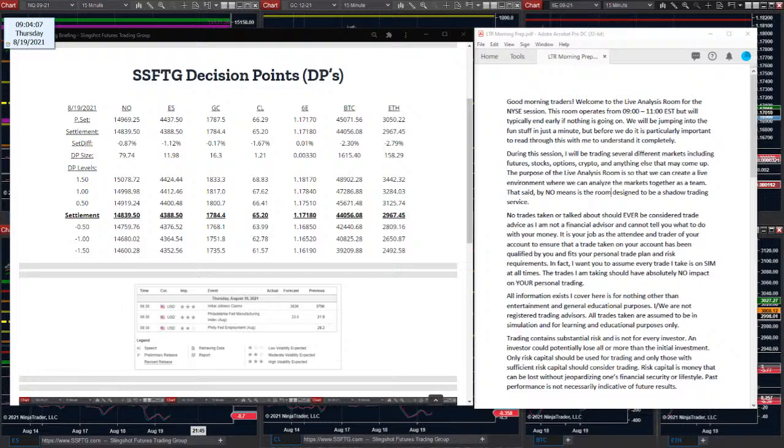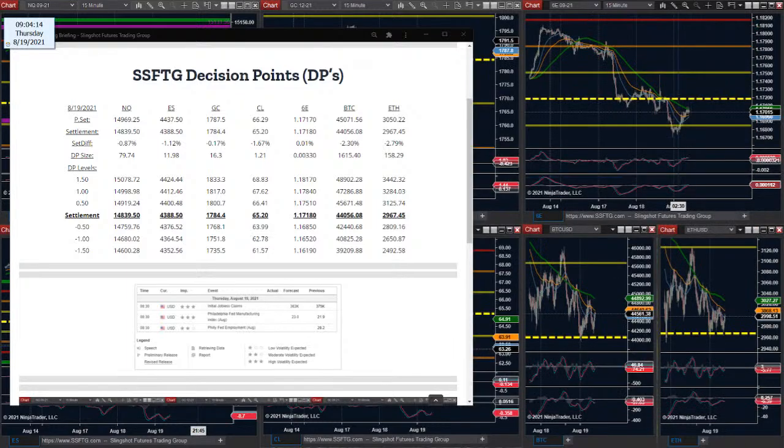Let's jump into some charts, jump into some news, see what's going on today, and then we can go from there. So first off, don't forget to grab your morning DP levels. Those are posted for you this morning on the Major 7: NASDAQ, S&P, crude, gold, Euro, Bitcoin, and Ethereum.